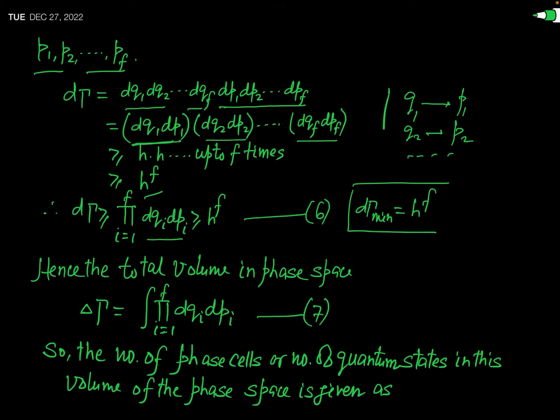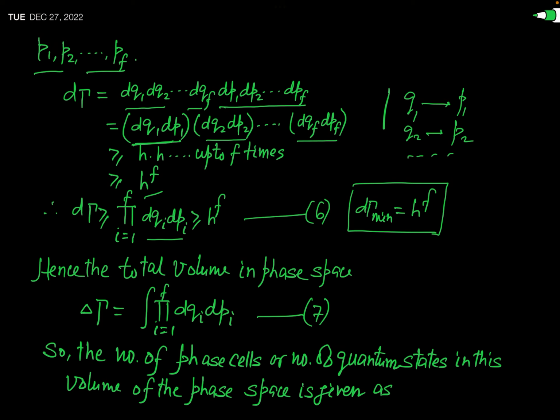Okay, so the minimum size or minimum volume of a phase space or a quantum state, actually we can use the term quantum state instead of phase cell. Okay, that will be equal to h to the power f, where h is Planck's constant and f is the degree of freedom of the system in that phase space.